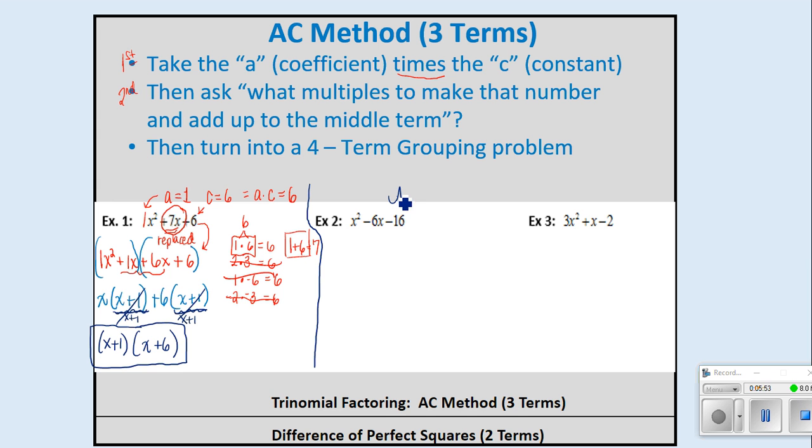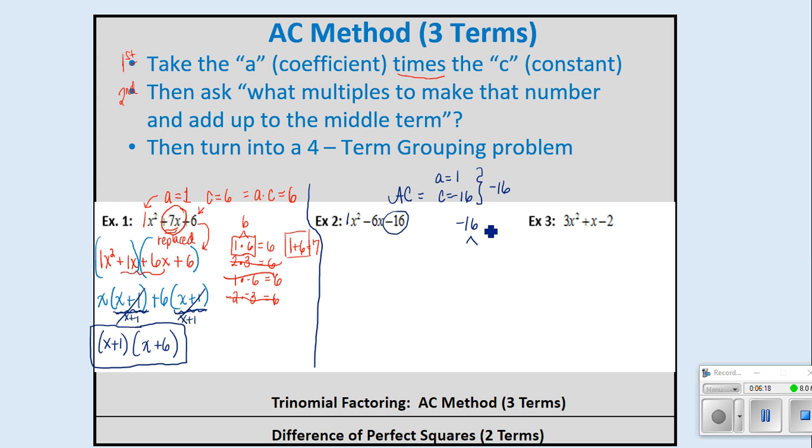You take A times C. A is equal to 1. C is equal to negative 16. And multiply them together and you get negative 16. Now we're looking for two factors of negative 16 that add up to be negative 6.